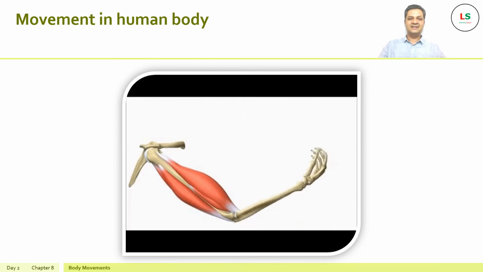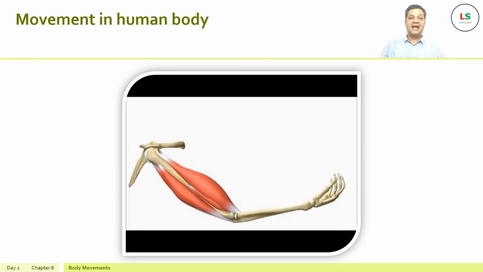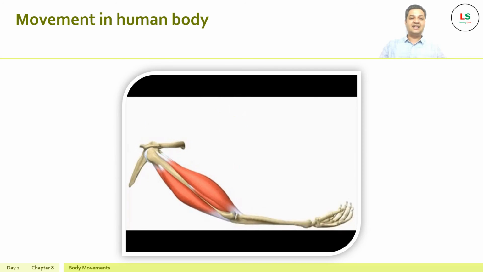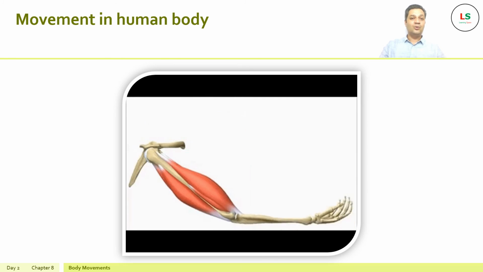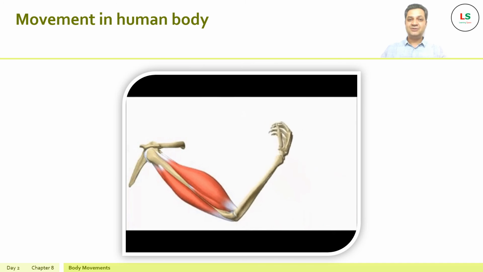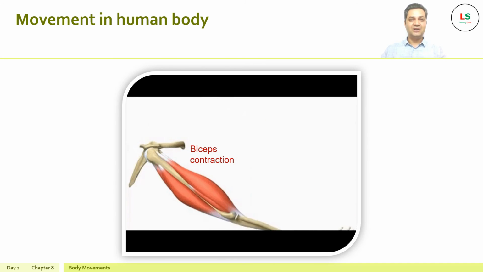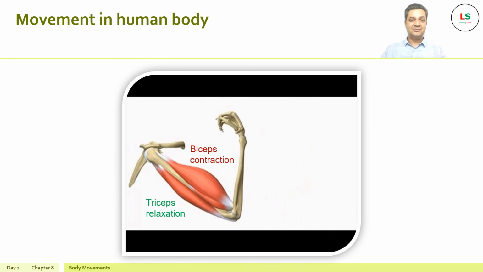Let's take an example. The muscles on the front side of the upper arm are the biceps, and those on the back side of the same upper arm are the triceps. In order to bend and straighten the elbow, the biceps and the triceps work oppositely. When biceps contracts, the triceps relax and the arm is pulled up. When biceps relax and triceps contract, the arm is pulled down or it straightens.